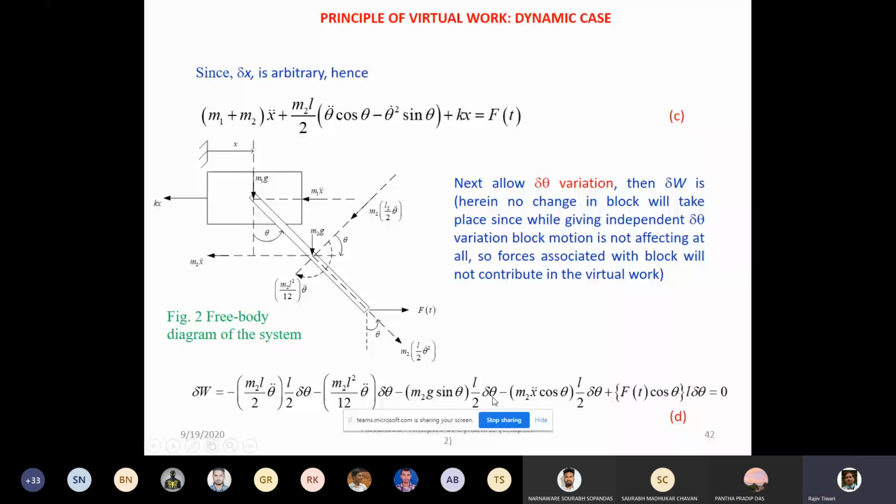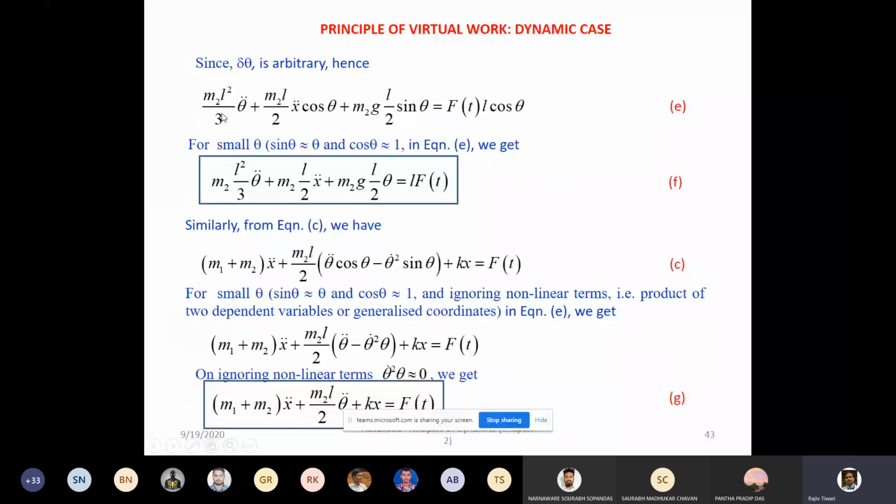So here you can see that again we can take delta theta common. The rest of the terms will be within the bracket, and because delta theta is arbitrary, we need to equate the terms within the bracket equal to 0. That will give us an equation of motion like this. Here you can see theta double dot is there, and x double dot cos theta. So this is again a nonlinear equation. This is the second equation of motion. The first equation of motion we obtained earlier.